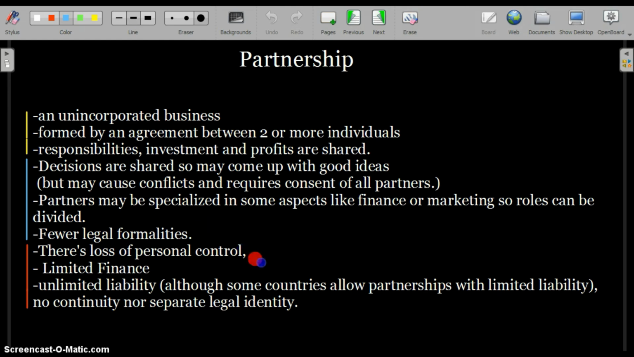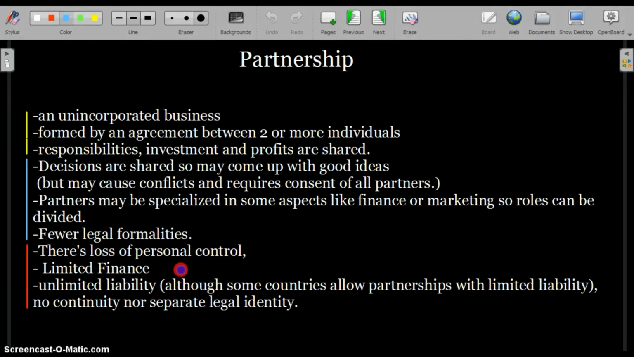Now, there's loss of personal control. In sole trader, we have full control over the business. Over here, that's not the case, because since you are not the only owner, you need consent of all your partners. There might be conflicts as well.